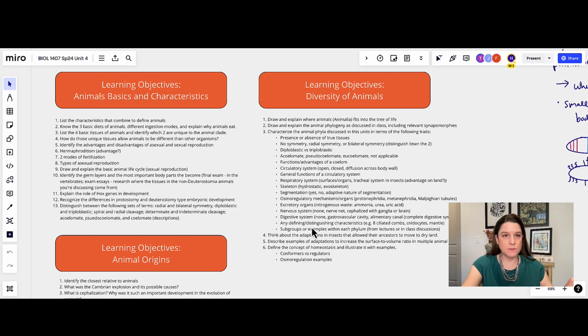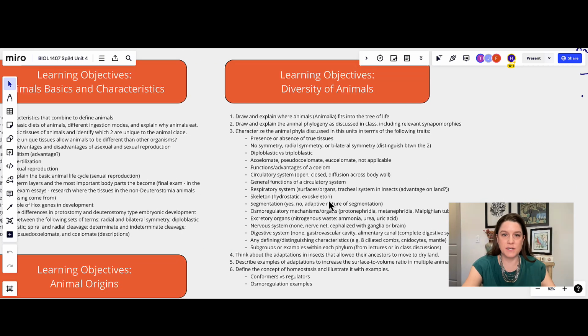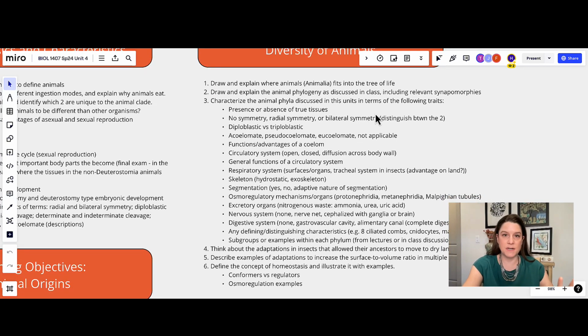And then the diversity of animals or the different groups, which is actually the boards down below, but I also put it here. So you can see the kind of stuff you need to know for the different groups: whether they have true tissues or not, the symmetry, what kind of coelomate they are, advantages of the coelom, which we already talked about, circulatory system, just whether it's closed or open or they diffuse across the body wall, for their gas exchange, functions of the circulatory system, which we'll touch on, respiratory, etc. So you can see the different kinds of systems.